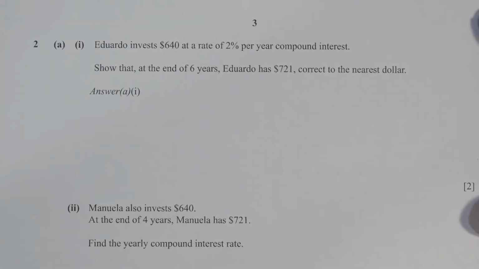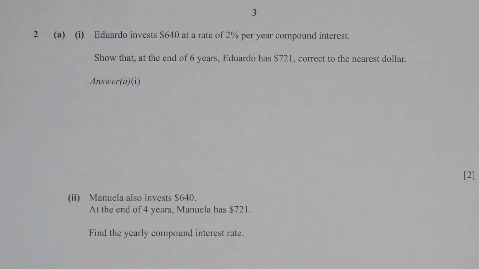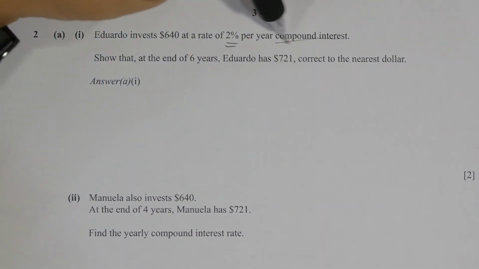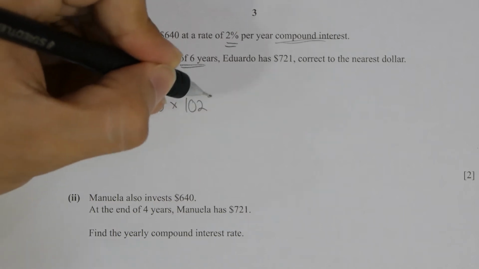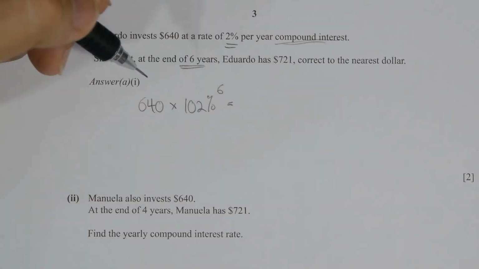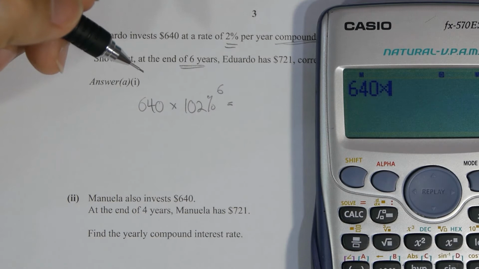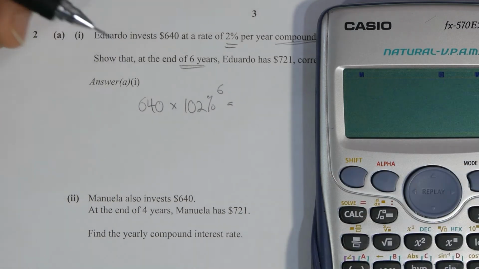Part 2A, number 1. So 640 multiplied by 102% to the power of 6. This is actually the compound interest formula. Then you'll be able to prove it is 721 after you correct it to the nearest dollar.